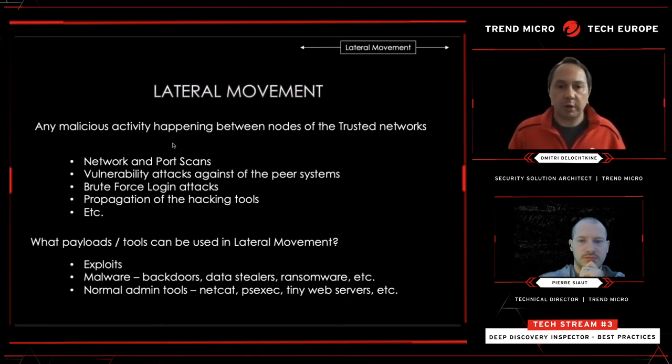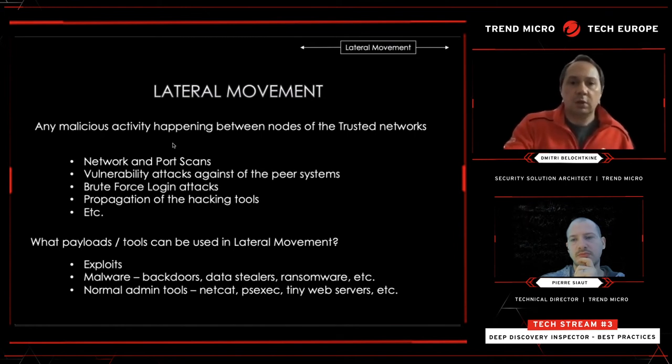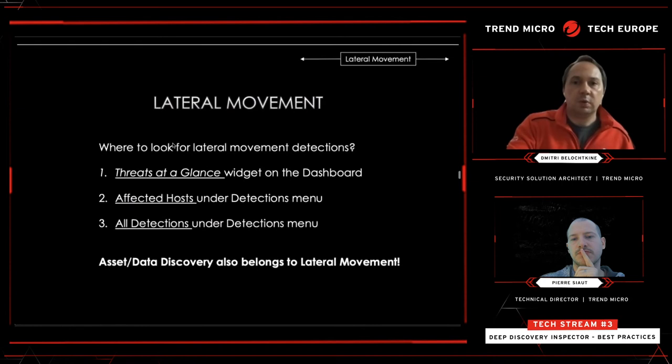It could be also internal reconnaissance. That's what I think usually happens: when they invade your network, they ask, okay, what's my environment? I need to know. Before they attack, they need to scan it. So the network and port scan takes place. And then it could be, again, vulnerability attacks. It could be brute force logins, right? Maybe they already managed to discover names through social engineering attacks before and so on and so on. So lateral movement, also quite important to detect.